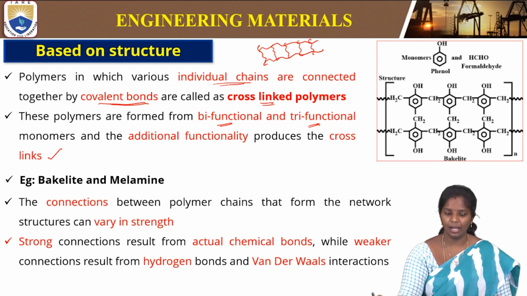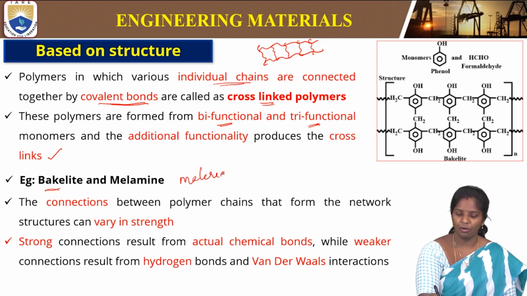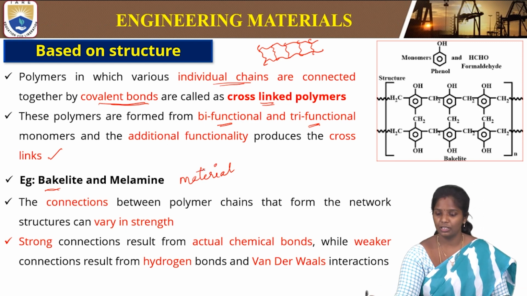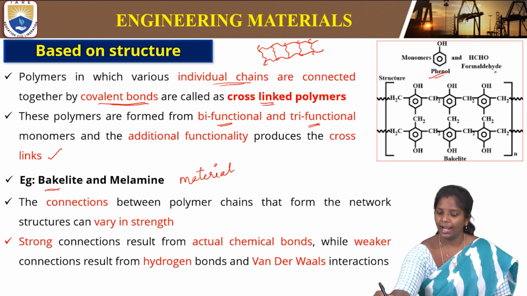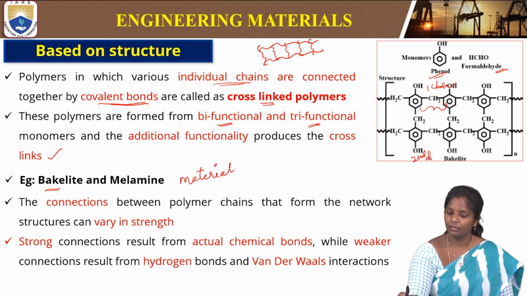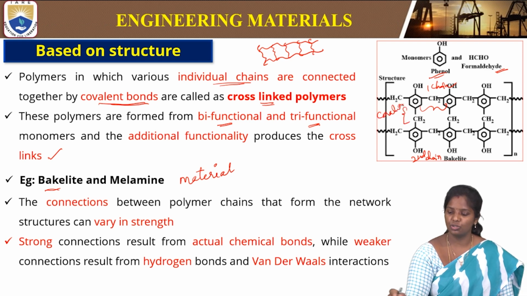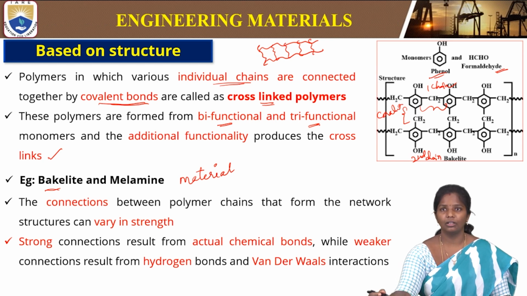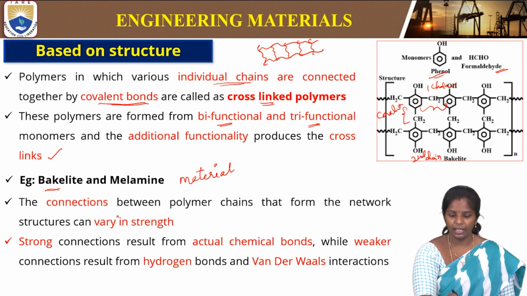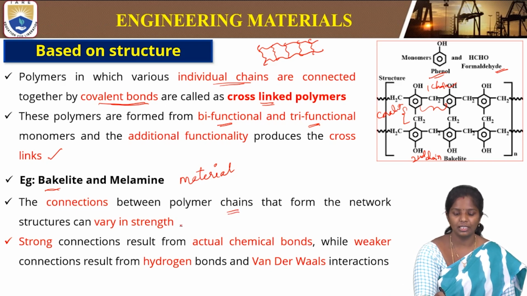And here the best example is the bakelite material, which forms cross-linked polymers. Here the monomers are phenol and formaldehyde. If you see this structure, this is one chain, and this is another chain, the second chain. There is one more bond. This is the covalent bond forming between these two chains. This is how the network, the cross-linked polymer, takes place. The connections between polymer chains that form the cross-linked polymers, or the network strengths, can vary.